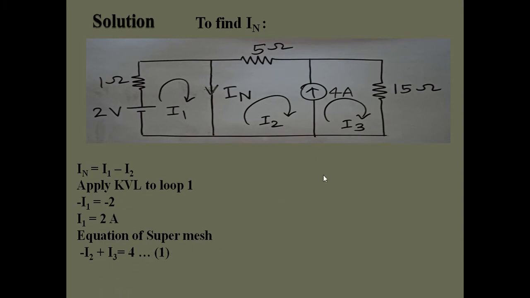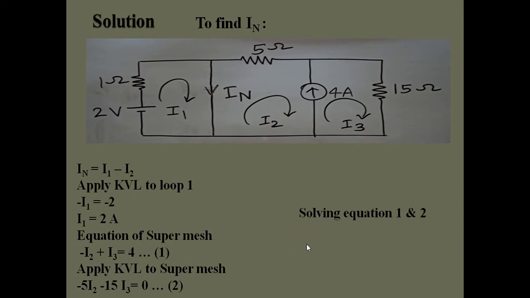Now we have to apply KVL to the super mesh. That means we have to neglect this branch and apply KVL to this loop. So when we apply KVL to this loop, our equation will be minus 5I2 minus 15I3 is equal to 0. We got both the equations. Now we will solve it on the calculator to get the values of I2 and I3. So the value of I2 will be minus 3 ampere and the value of I3 is 1 ampere.